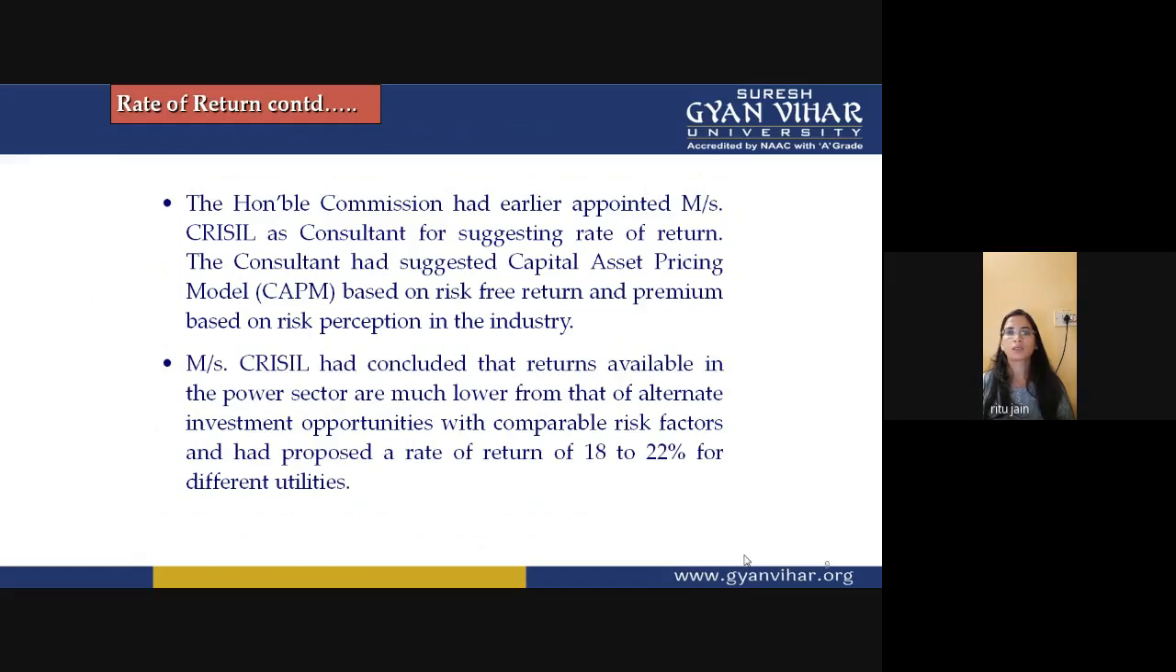CRISIL as consultant for suggesting rate of return. The consultant then suggested the capital asset pricing model based on risk-free return and a premium based on risk perception in the industry. So CRISIL had concluded that returns available in the power sector are much lower than those of alternate investment opportunities with comparable risk factors and had proposed a rate of return of 8 to 22% for different utilities.